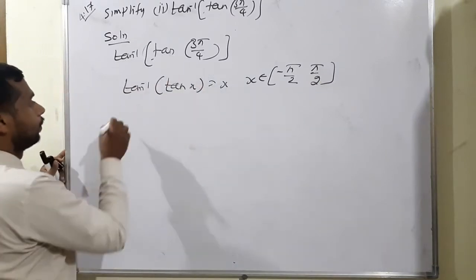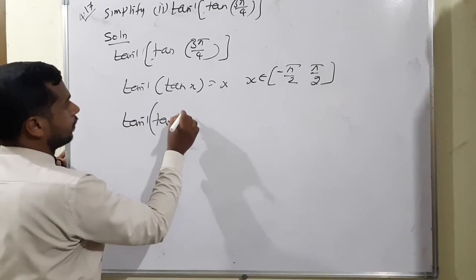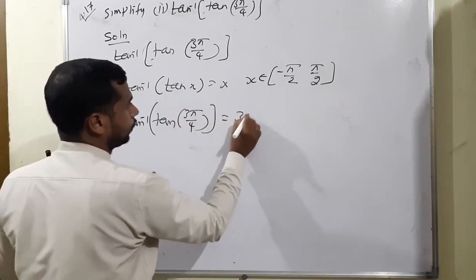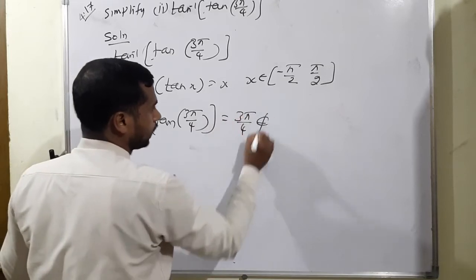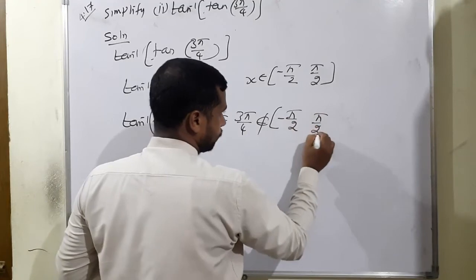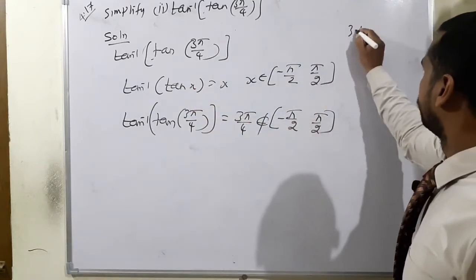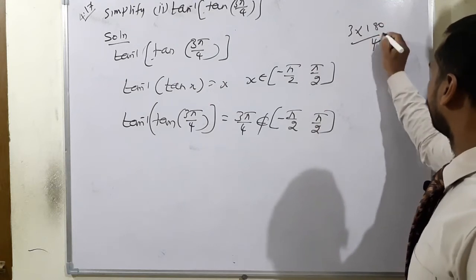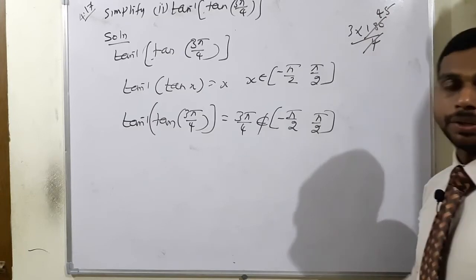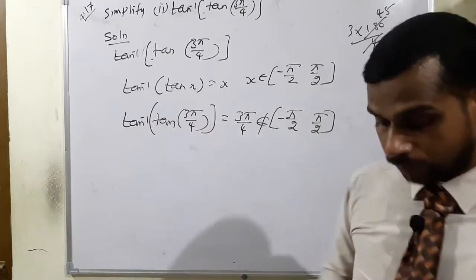But the given value, tan inverse of tan 3 pi by 4, is equal to 3 pi by 4. It does not belong to negative pi by 2 to positive pi by 2. How? 3 pi means 180 divided by 4, which is 45. So 3 into 45 means 135. It's more than positive 90. So what do we have to do?